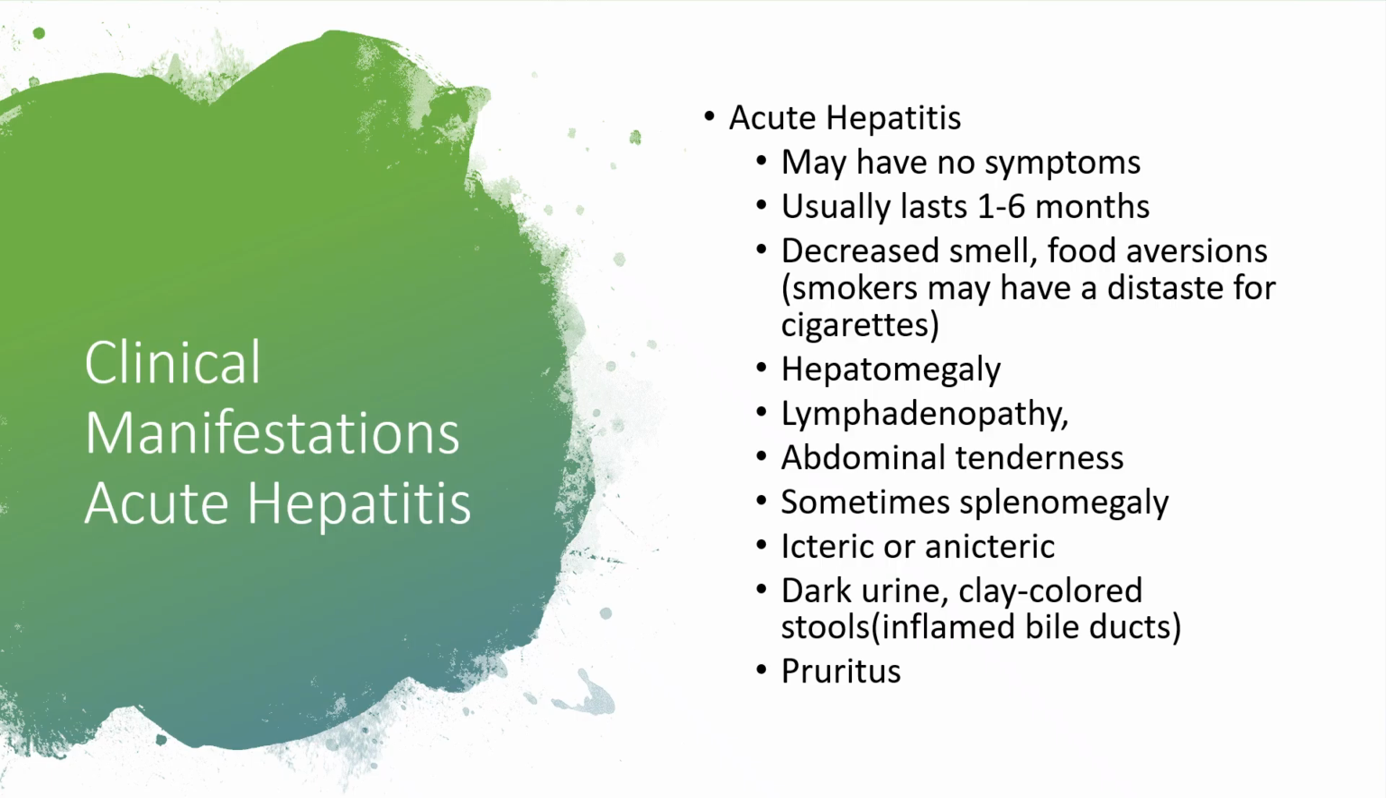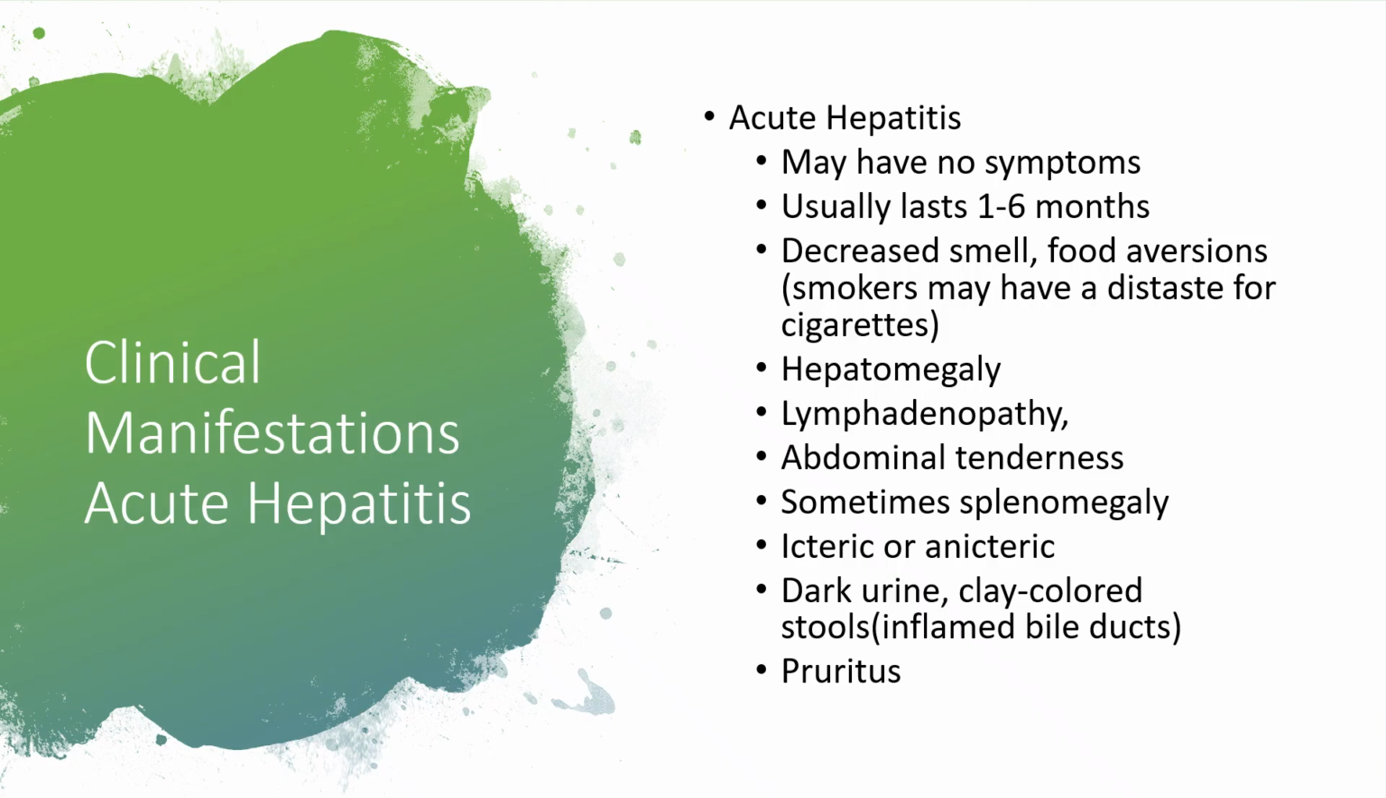On physical exam, you often observe an enlarged liver along with abdominal tenderness. They may have enlarged lymph nodes and occasionally an enlarged spleen. This acute stage is crucial because it represents the period of maximal infectivity, meaning the patient can easily transmit the disease to others. A notable clinical finding during this phase is jaundice.